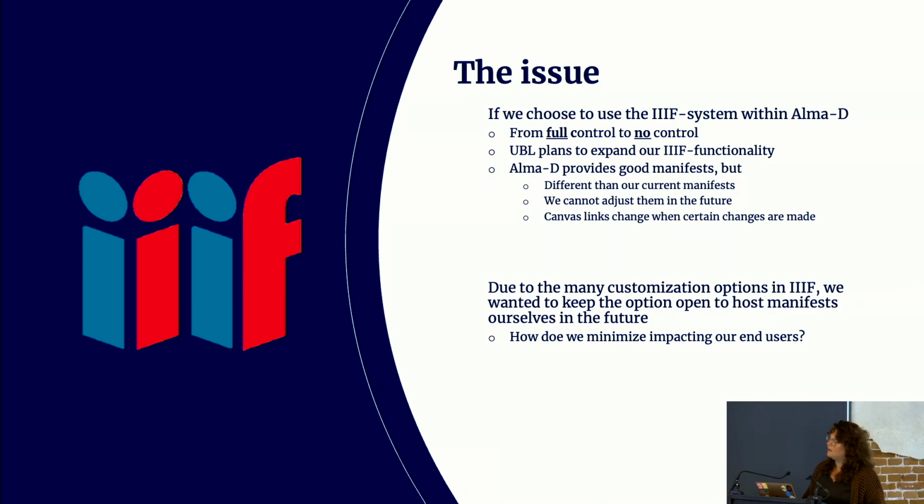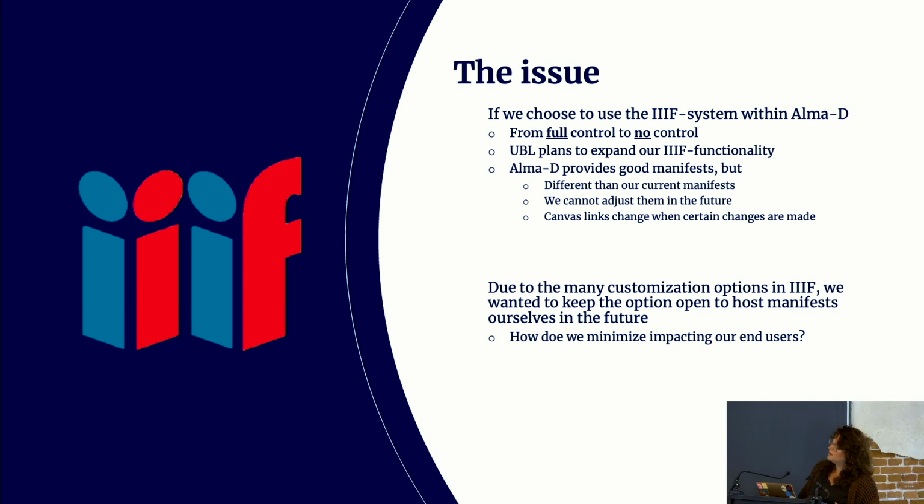And another thing is that the manifests that Alma D, the system that we will use, provides, they are good, but they are different than our current manifests. We will not be in control to adjust them in the future if we may choose to do so. And what's also a thing is that canvas links change when certain changes are made. And I've been told this is because they are based on an identifier called an MMS ID. And if we do major changes on digital objects, then the MMS ID changes as well. So the canvas links will not be persistent.